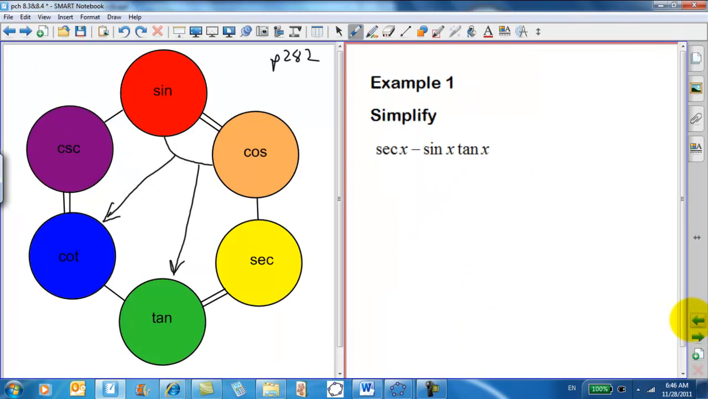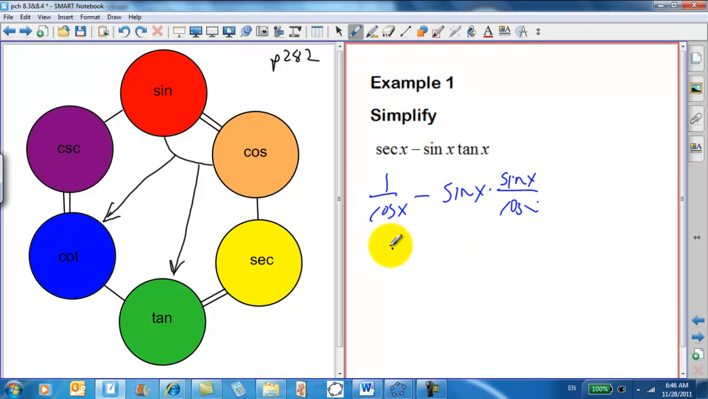Okay, let's try some proofs. Here we go. Simplify secant x minus sine x tan x. Well, the secant is 1 over cosine. The sine, we're going to leave that as normal, and the tangent is sine x over cosine x. So we get 1 minus sine squared x over cosine x.